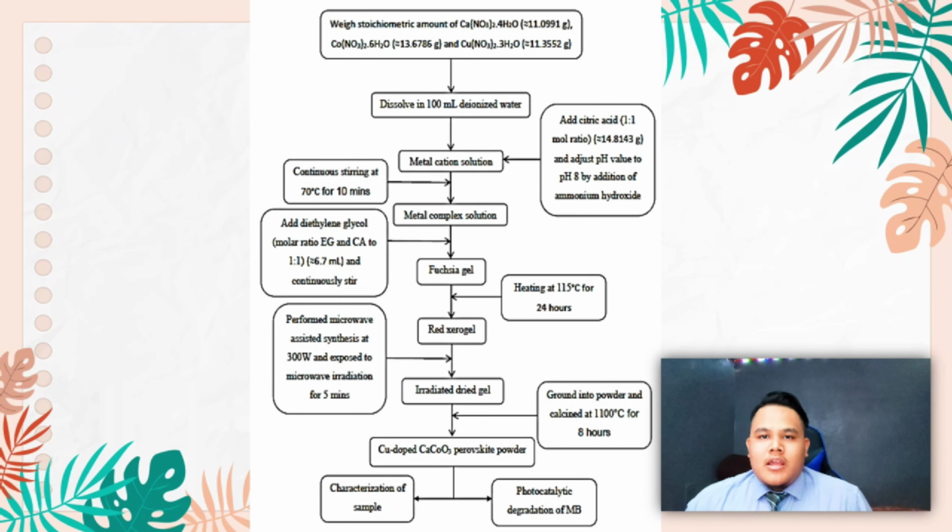The precursor gel is exposed for 5 minutes to microwave irradiation. Lastly, the irradiated dried gel is ground into powder and calcined for 8 hours at 1100 degrees Celsius. After that, the perovskite powder is ready to be characterized and tested for the photocatalytic degradation of methylene blue.